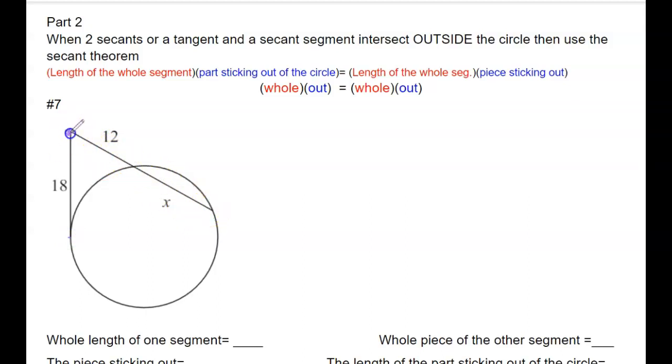Remember, secant goes outside the circle. So they intersect right here. So this is a little bit more work. So this is going to be the length of the whole segment. So you pick one. So let's pick this side first. What is the length of the whole segment?